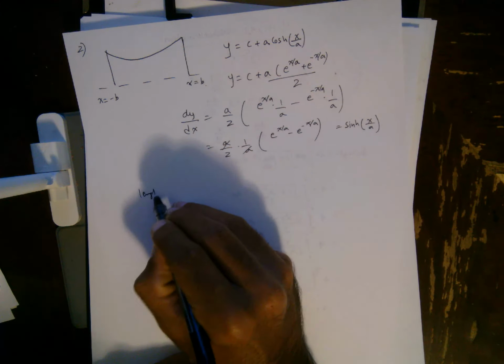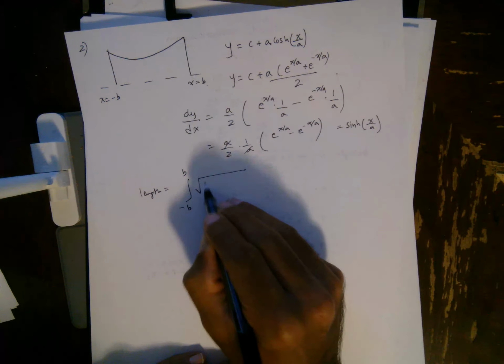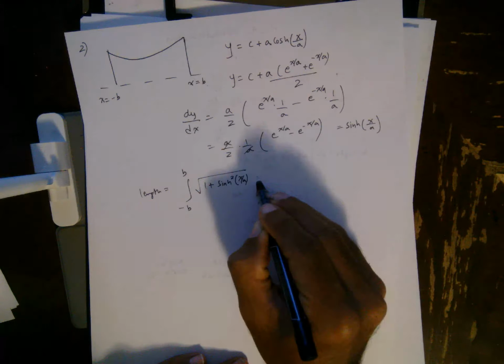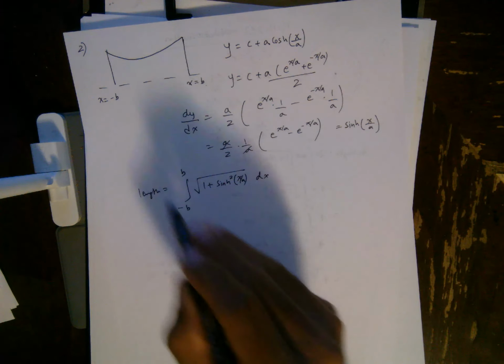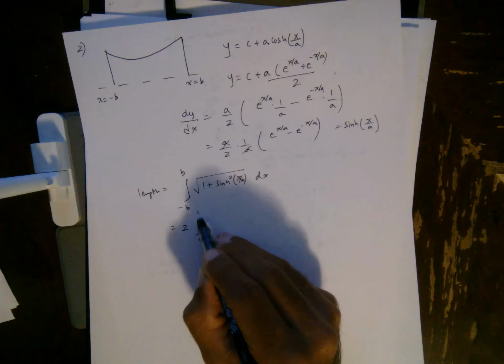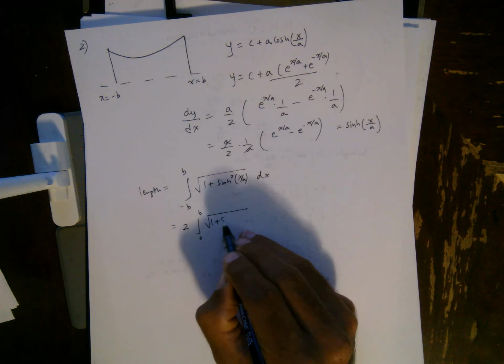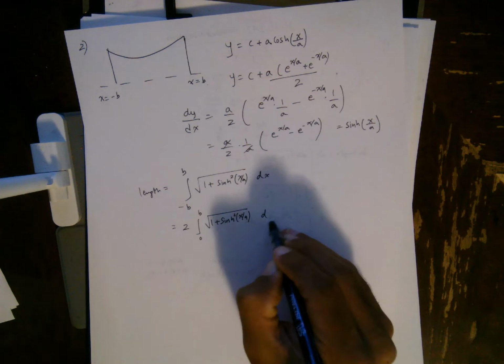So basically, you don't have to remember those derivatives because they can be written in exponential form. So the length is going to be the integral from negative b to b of the square root of 1 plus sinh squared of x over a dx. Now symmetry argument works again, so 0 to b, and that's going to be the square root of 1 plus sinh squared x over a dx.